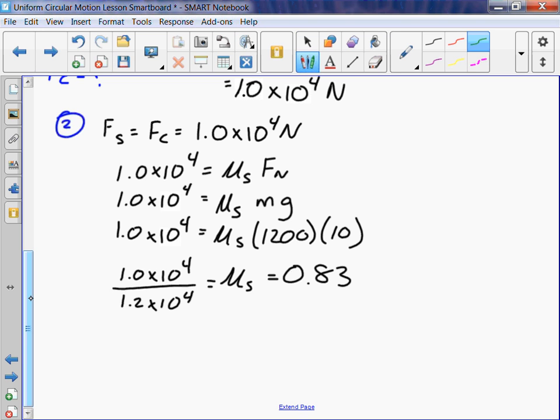Quickly, what's the unit on the coefficient of static friction? Trick question, there is no unit on the coefficient of static friction. It's a coefficient. That says the friction is 83% of the normal force.